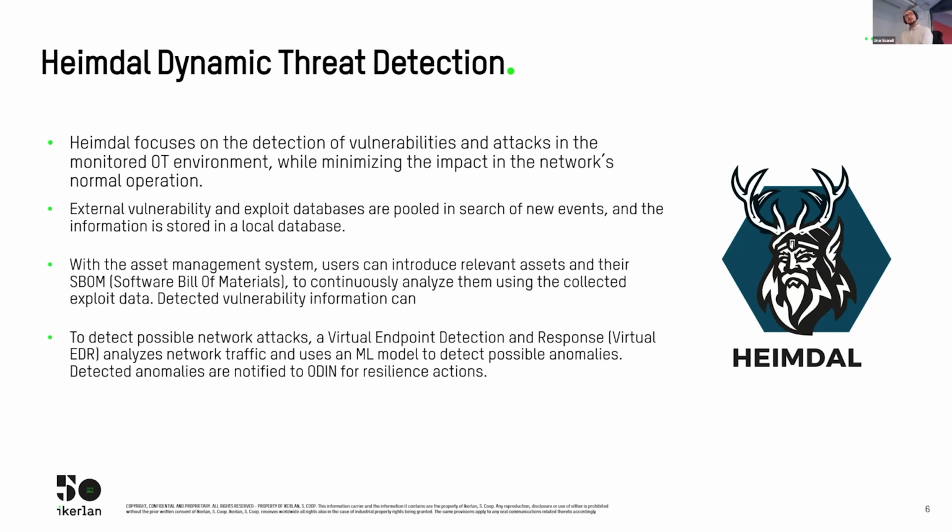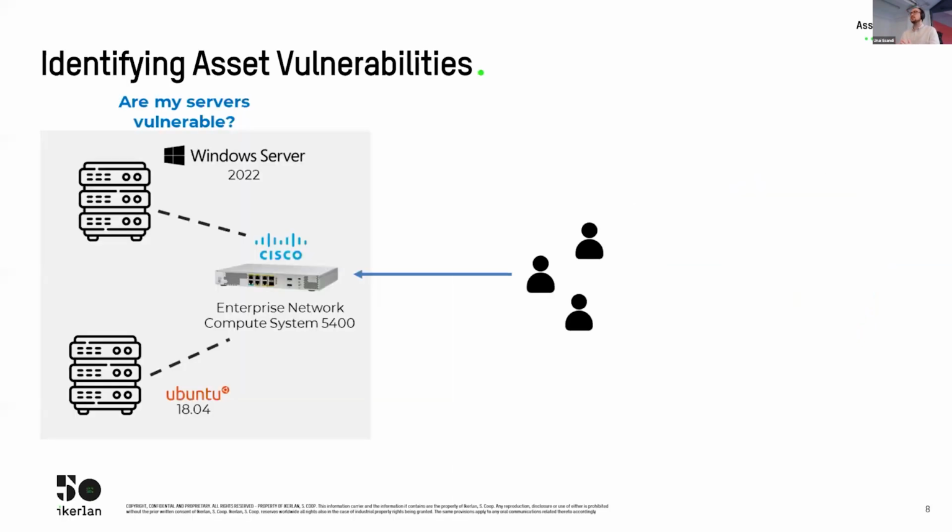After this, there is also the more dynamic side of vulnerability detection and attack detection, which is a virtual endpoint detection and response module, also shortened as a virtual EDR. The virtual EDR monitors the network traffic and tries, through a machine learning algorithm, to detect if there is any anomalous traffic going on in the network. It also assigns a score to how sure it is that this is an anomaly, and informs Odin that an anomaly has been detected in order to trigger a response. So with this brief explanation, I will explain more how the asset manager works exactly.